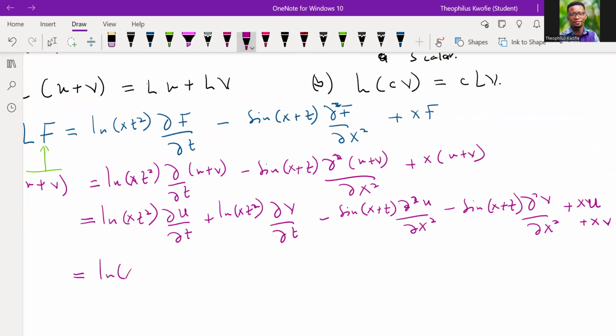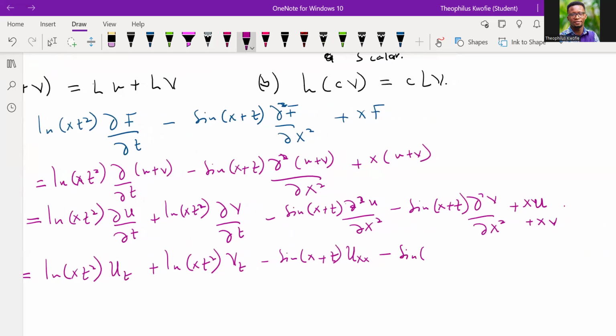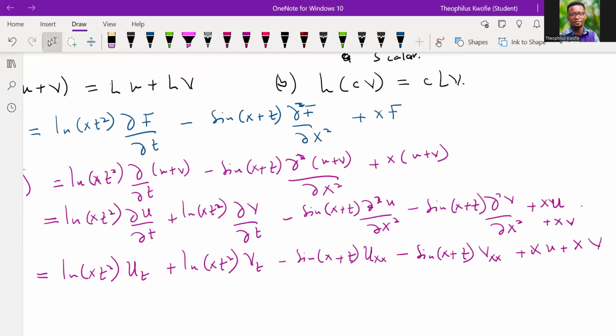The ln of x, u_t, plus the ln of x t squared, v of that, then the sine of x plus t, plus x u, x v. Good. So now that we have this, let's try to group the u's.